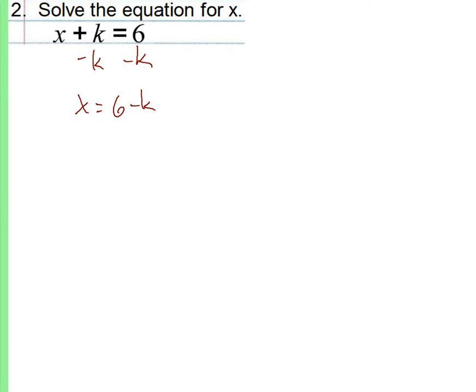That's 6K. What does 6K mean? Six times K. Is it six times K? No, six minus K. Watch out for that.